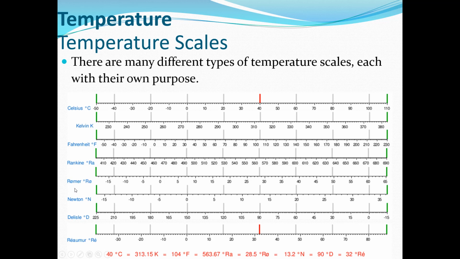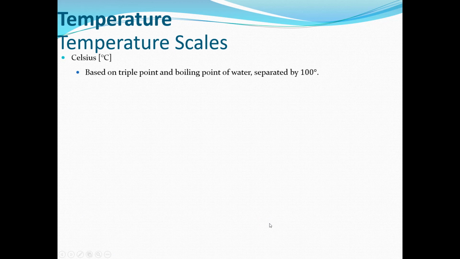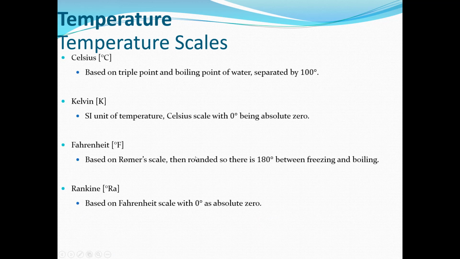Then there's the Romer scale, the Newton scale, the Delisle scale, the Reaumur scale. Basically, all of these are done the same way. They take 2 points, based off of some sort of phenomena, and they determine what those numbers are going to be, and then divvy up based off of that. So yeah, here is that.